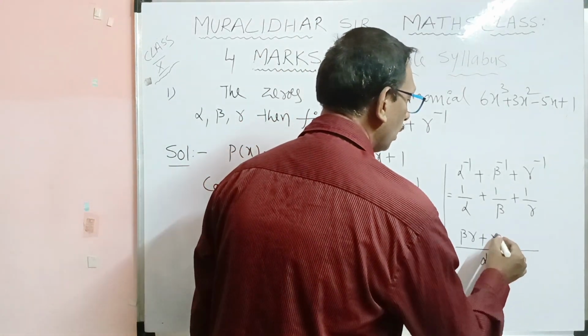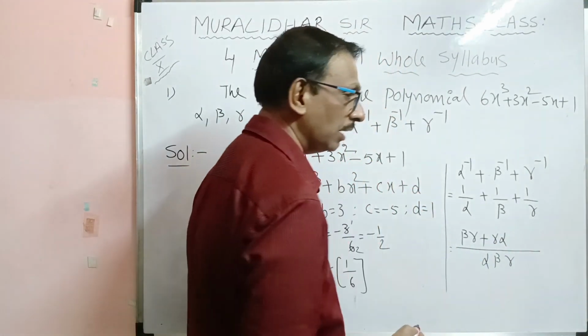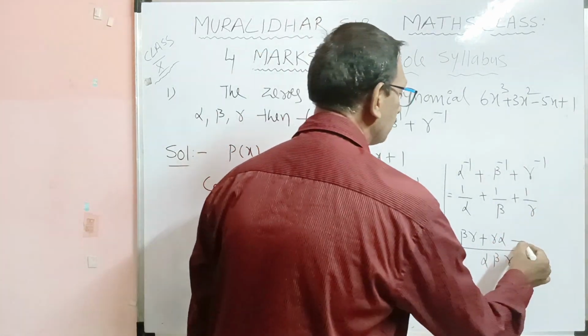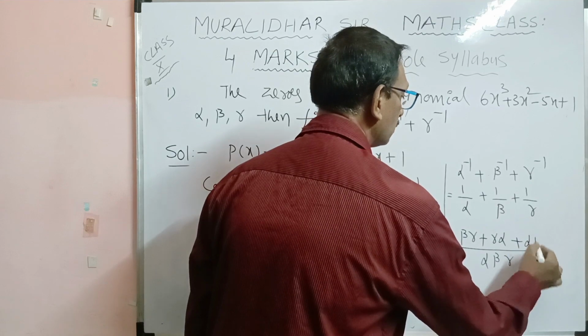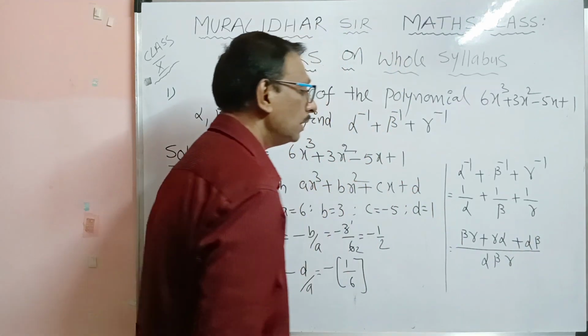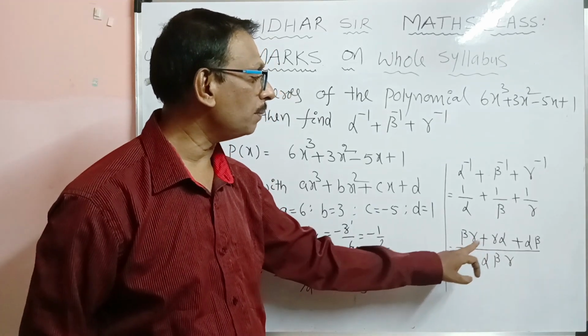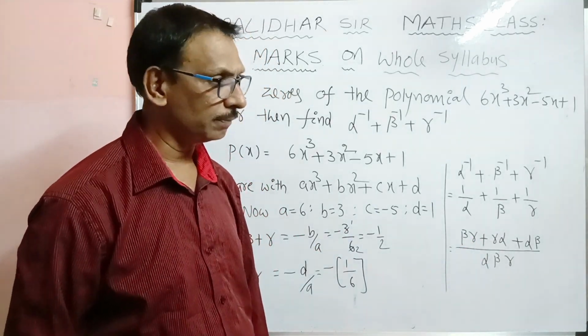Now gamma alpha is the second one. Similarly gamma alpha beta times will go in this product, that is alpha beta. That is we get alpha beta plus beta gamma plus gamma alpha.